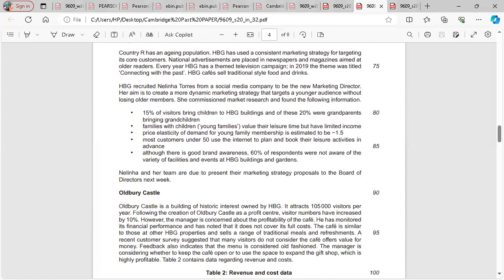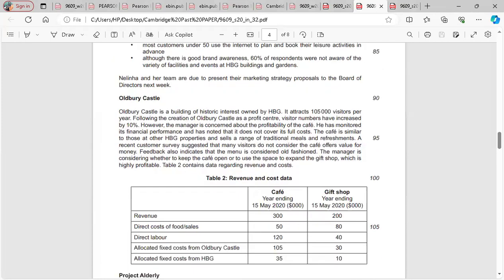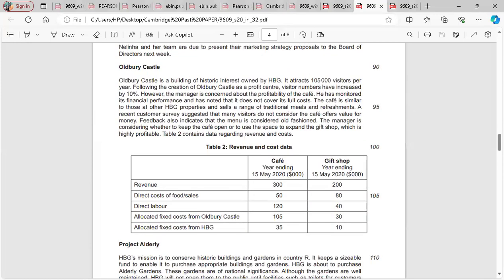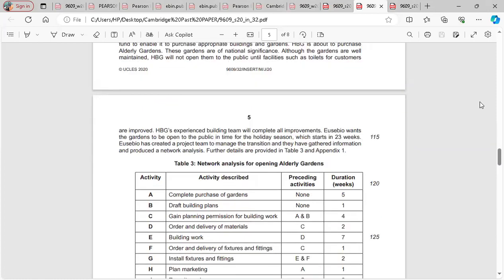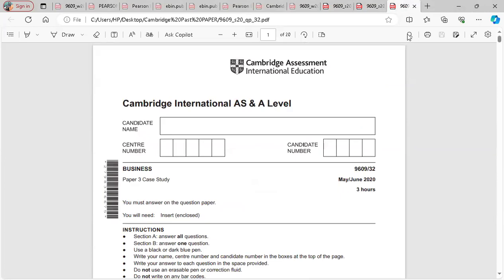The target market, Oldbury Castle, and there are a lot of things to do here, and we have the analysis. So I'll just go to the analysis here. We have revenue, we have direct cost, we have direct labor, we have fixed cost and allocated fixed cost. Are you there? All right. So this will take us, because there is a lot to read about, but this will take us to the question. So we'll go to the question.